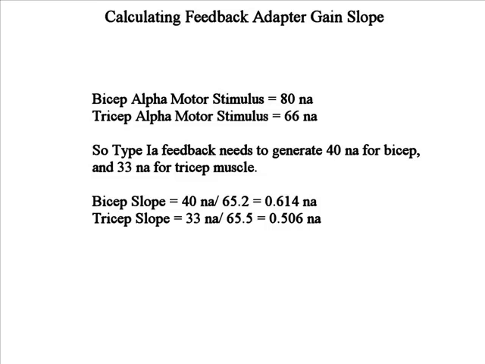Similarly, for the tricep, it has a stimulus of 66 nanoamps, so 33 nanoamps of that needs to come from the 1A fiber. Dividing 33 nanoamps by 65.5 spikes per second gives a value of 0.506 nanoamps.